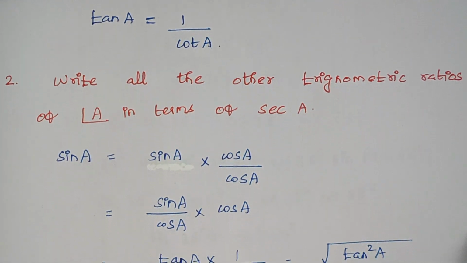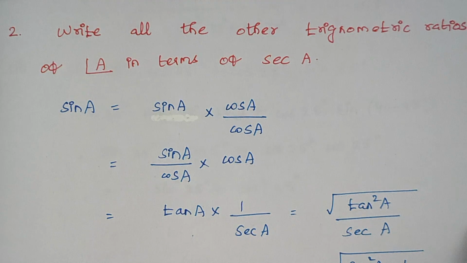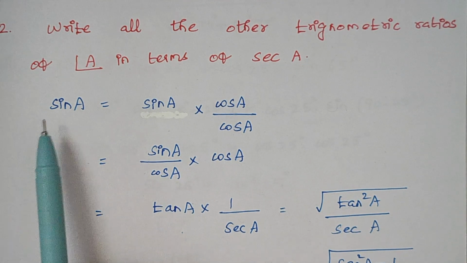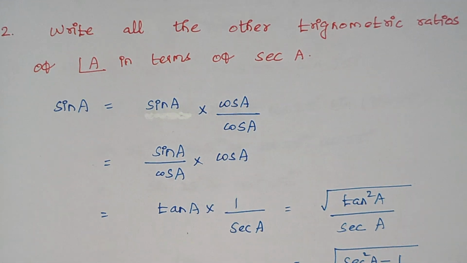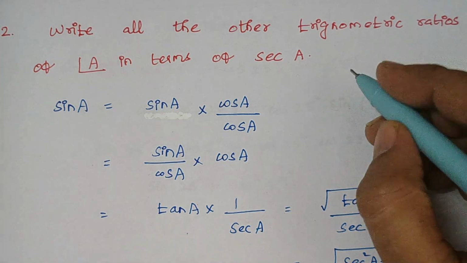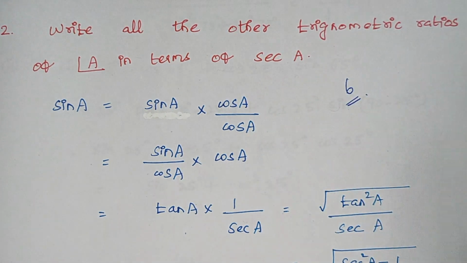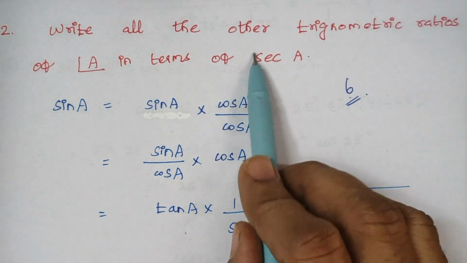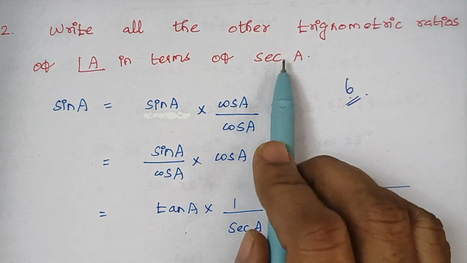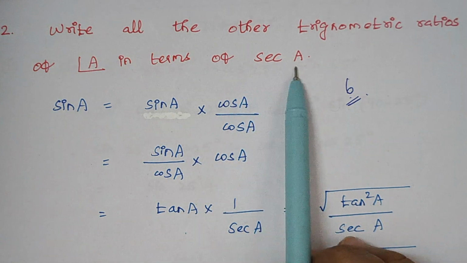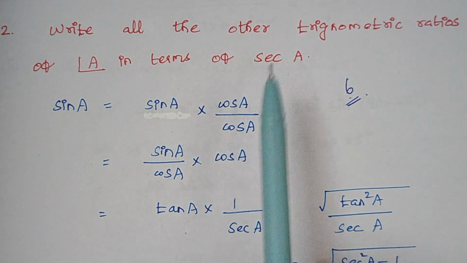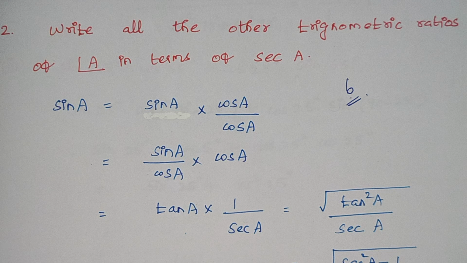So this is our problem number 2. Write all the trigonometric ratios of angle A in terms of secant A. So here we should express all the other trigonometric ratios. How many trigonometric ratios in total? Totally we have 6. So you have to express the 5 other trigonometric ratios in terms of secant A, leaving secant A itself.